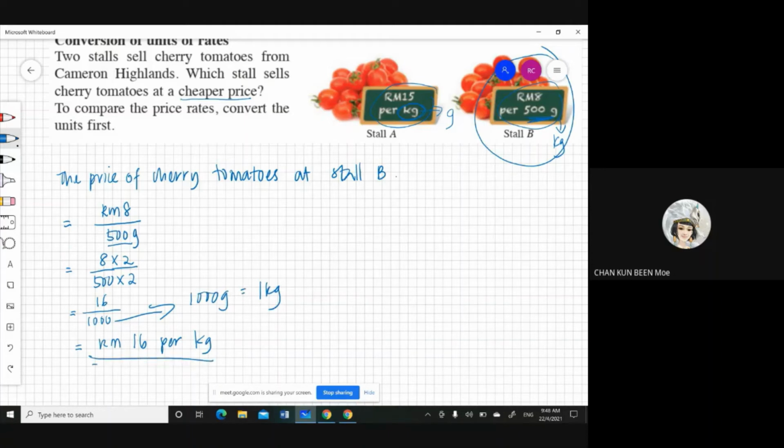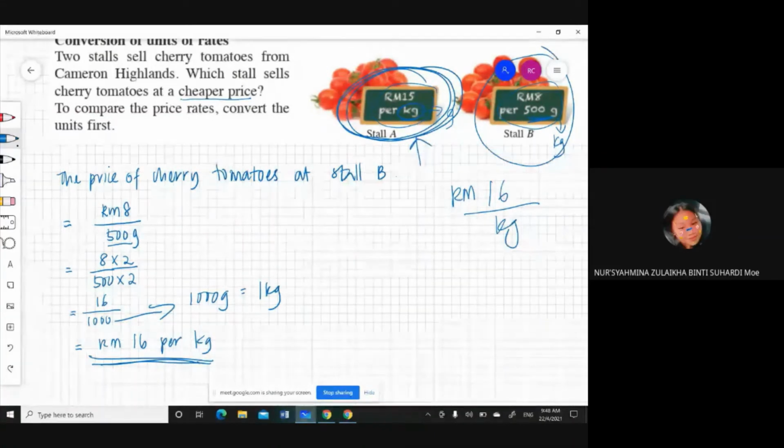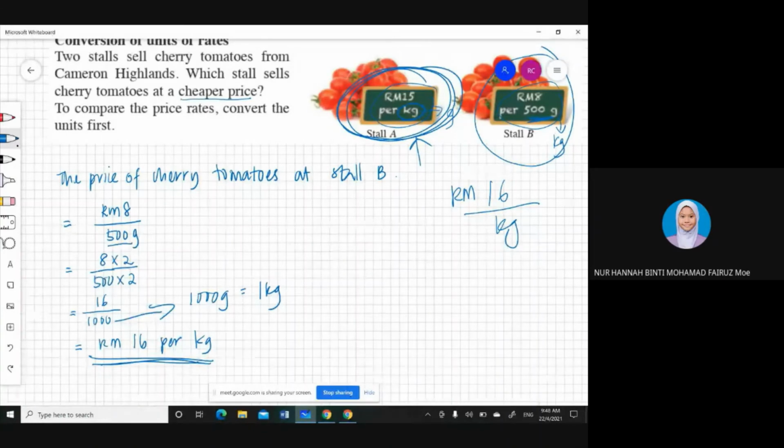Okay, so now can we compare which store is selling cheaper cherry tomatoes? This one is 15 ringgit per kilogram. This one is 16 ringgit per kilogram. So which one is cheaper, class? Stall A. Stall A is cheaper. How much cheaper? One ringgit. Okay, so can you do it later on?